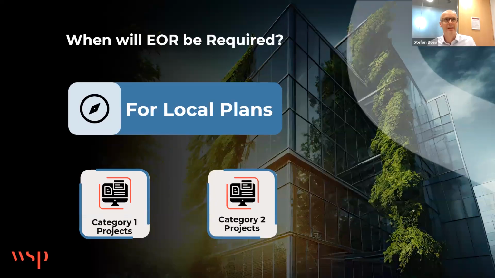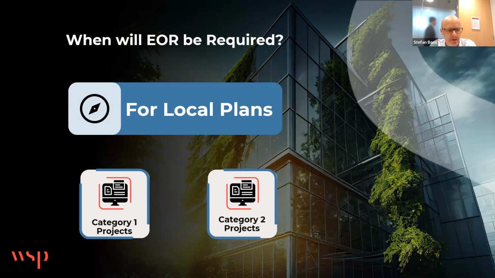So let's start with the basics then. When will EOR be required? Well, I've mentioned it's going to be for plans and for projects. I'm probably going to talk a little bit more today about projects rather than plans. So for projects, at the moment within EIA, we have Schedule 1 and Schedule 2. Schedule 1 always requires EIA. Schedule 2 has some criteria, and then it's for projects that are likely to have significant effects. Well, we've got something really similar with EOR. We've got categories rather than schedules, but otherwise quite a similar approach.